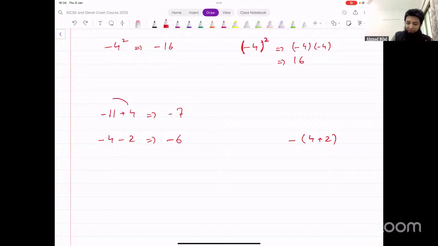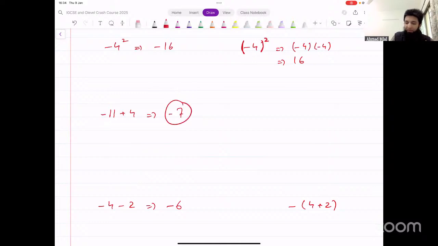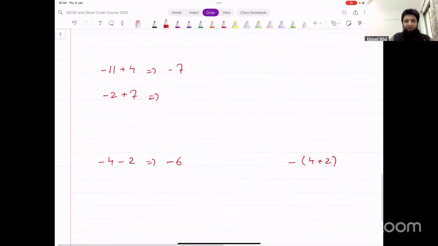So in this case, for instance, minus 11 plus 4. Let's actually do some more examples of this first. You got minus 11 plus 4. What's the bigger number? The bigger number is 11. So the sign that you have with the result is of the bigger number. If you have something else, for instance, like minus 2 plus 7, now in this case, the bigger number is 5. So the result is going to be positive in this case.